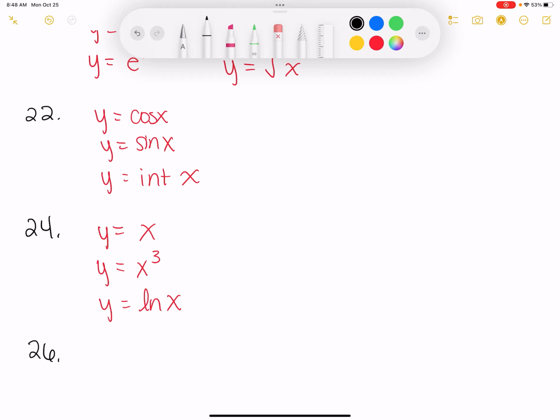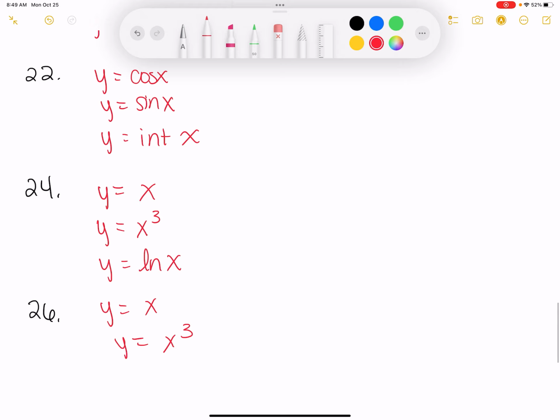I'm just kidding. We just need to know. All right, 26. The 3 functions with end behavior, the limit as x approaches negative infinity, it's going to negative infinity. That means as x is going to the left, y is going down. y equals x, y equals x cubed.